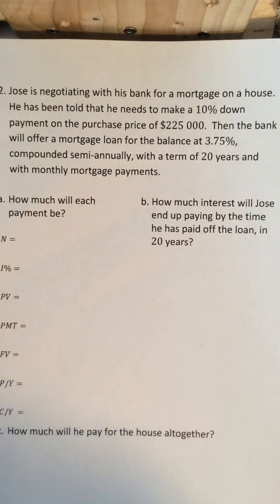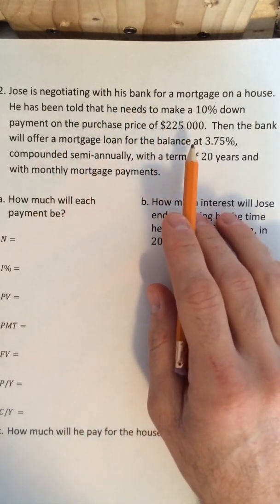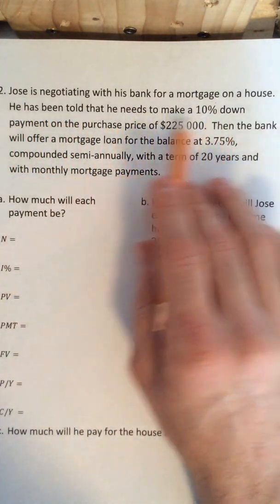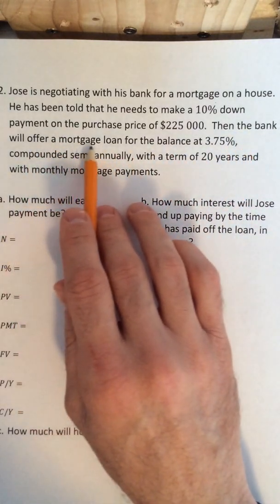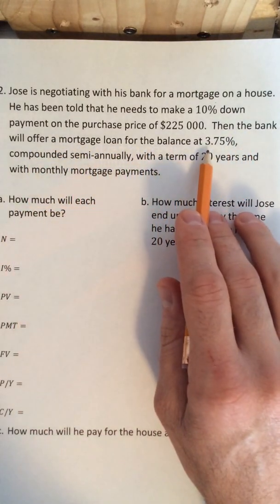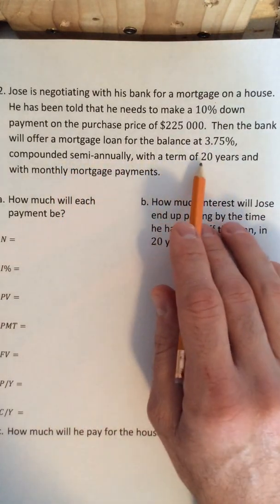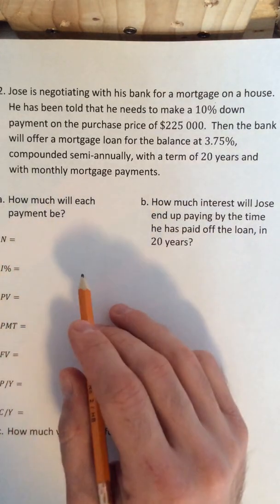The second loan question we'll look at deals with mortgages. So Jose is negotiating with his bank for a mortgage on his house. He has been told he needs to make a 10% down payment on the purchase price of the home. Then the bank will offer a mortgage loan for the balance at 3.75% compounded semi-annually with a term of 20 years and monthly mortgage payments. How much will each payment be?